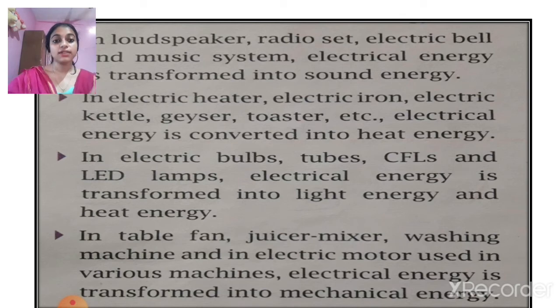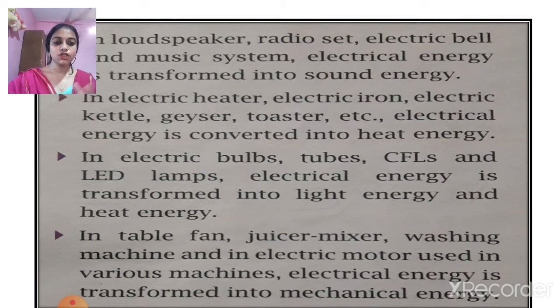More examples on energy conversions are the loudspeaker, radio set, electric bell, and music system. The electrical energy is transformed into sound energy. We know electrical energy is very important in our daily life, and it is used in the various electrical appliances in our home. So in the loudspeaker, radio set, electric bell, and music system, the electrical energy is converted to sound energy. And in the electric heater, electric iron, electric kettle, geyser, toasters, etc., the electrical energy is converted to heat energy. And in electric bulbs, tubes, CFL, and LED bulbs, the electrical energy is transformed into light energy as well as heat energy.